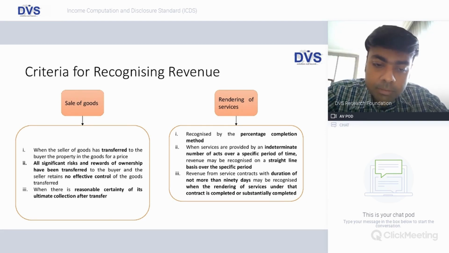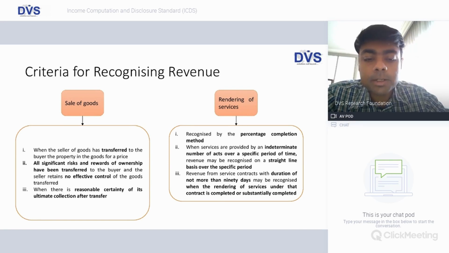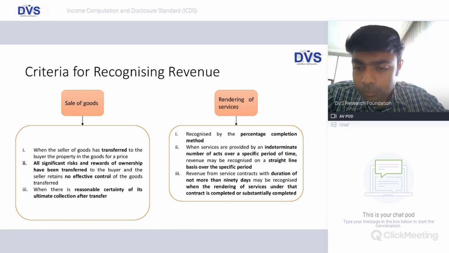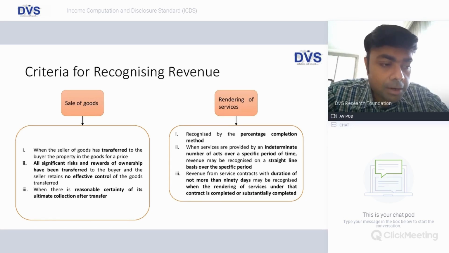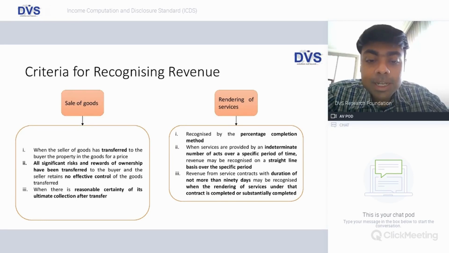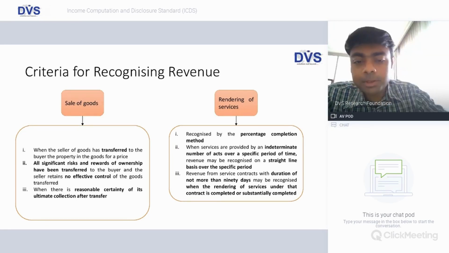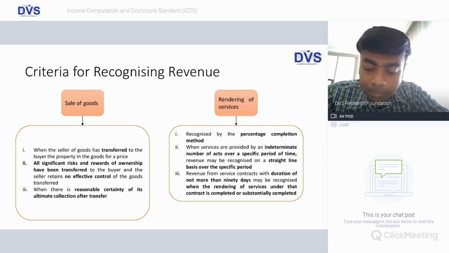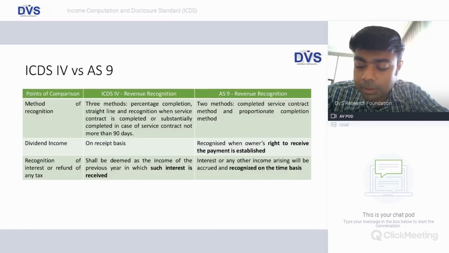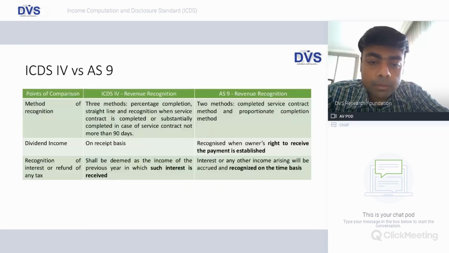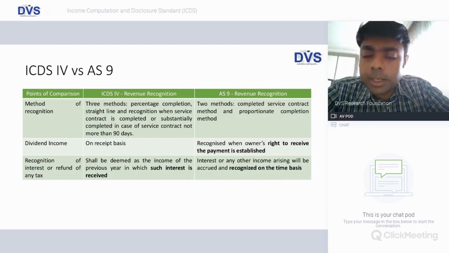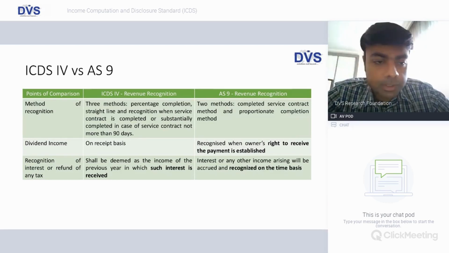Revenue from services contract with a duration of not more than 90 days may be recognized when the rendering of service under that contract is completed or substantially completed. So, for services, we have three bases: percentage completion, completed method, as well as prorated on a straight line basis over a period of time. But this completed method will apply only for contracts with a duration of not more than 90 days. Now, if it is more than 90 days, we go with the percentage completion method.